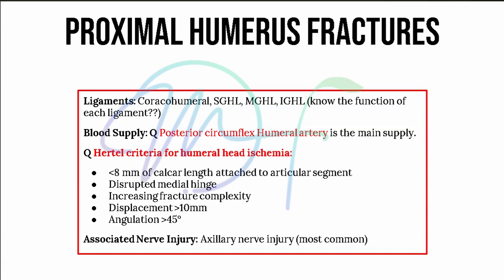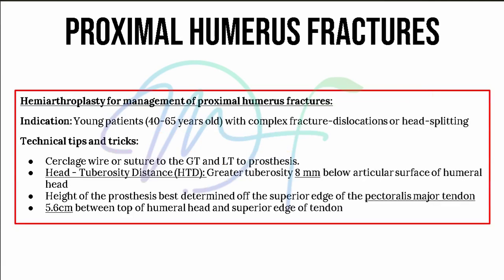The Hertel criteria help assess humeral head viability, considering factors such as calcar length, medial hinge disruption, fracture complexity, displacement, and angulation. Treatment ranges from conservative management to hemiarthroplasty for complex cases. Hemiarthroplasty is indicated for complex proximal humerus fractures, especially in younger patients. Key technical tips include ensuring the proper height of the prosthesis, securing the greater and lesser tuberosities to the implant, and achieving optimal alignment using landmarks such as the pectoralis major insertion.